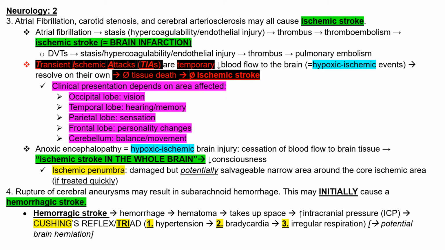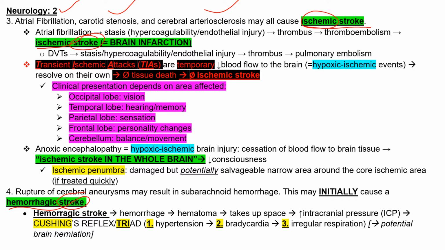All right, now let's move on to stroke. We have ischemic stroke and we have hemorrhagic stroke. All right, so what's the difference? Ischemic stroke is when there is an ischemia, blood doesn't flow to a certain part of the brain. This can be caused by atrial fibrillation, carotid stenosis, any blood vessel, brain blood vessel, cerebral arteriosclerosis.